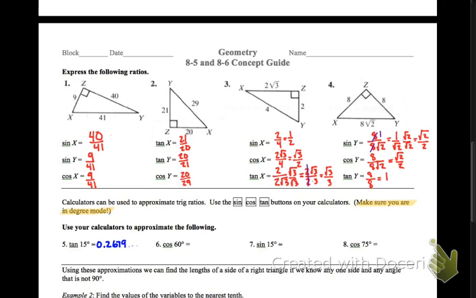All right? So if you didn't get 0.2679, you're probably in radian mode. Hit the mode button on your calculator and change it to degree. Everything that we're going to do in this class is in degrees. So you should have no problem then typing in COS of 60, enter, and getting 0.5. See if you can get the sine of 15, the cosine of 75 as well.